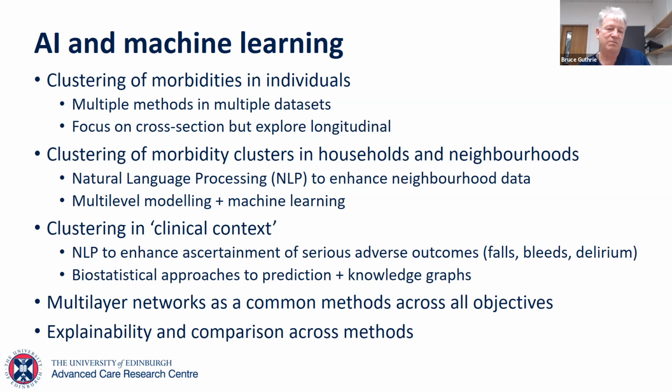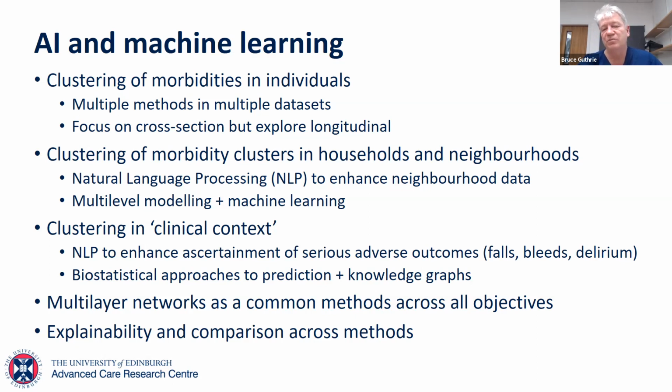So we're interested in looking at multiple clustering methods in multiple data sets. The multiple methods issue is, well, are your cluster solutions consistent? Because if they're not consistent across methods, you might be suspicious they're not real. Multiple data sets: do they replicate across data sets? We're largely focusing on the cross-sectional because it's more tractable, but we will look at some longitudinal clustering as well.